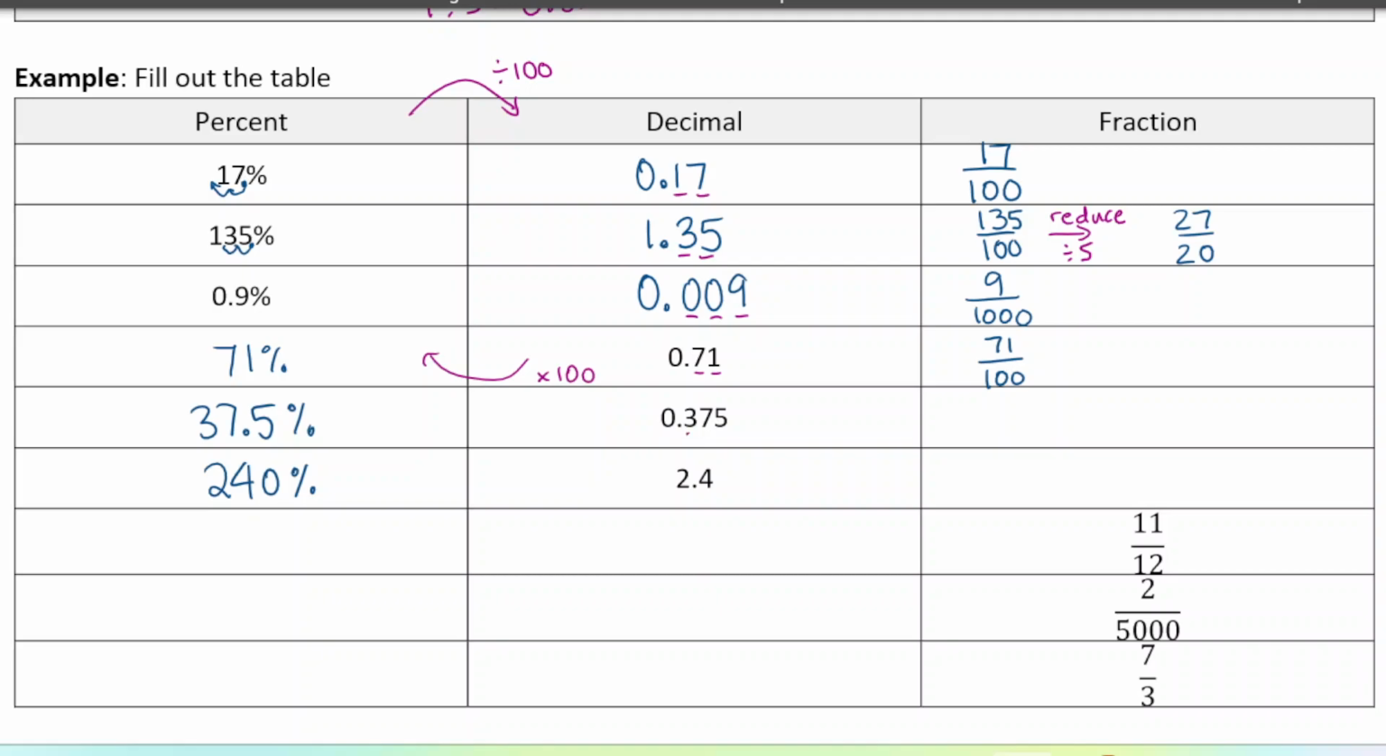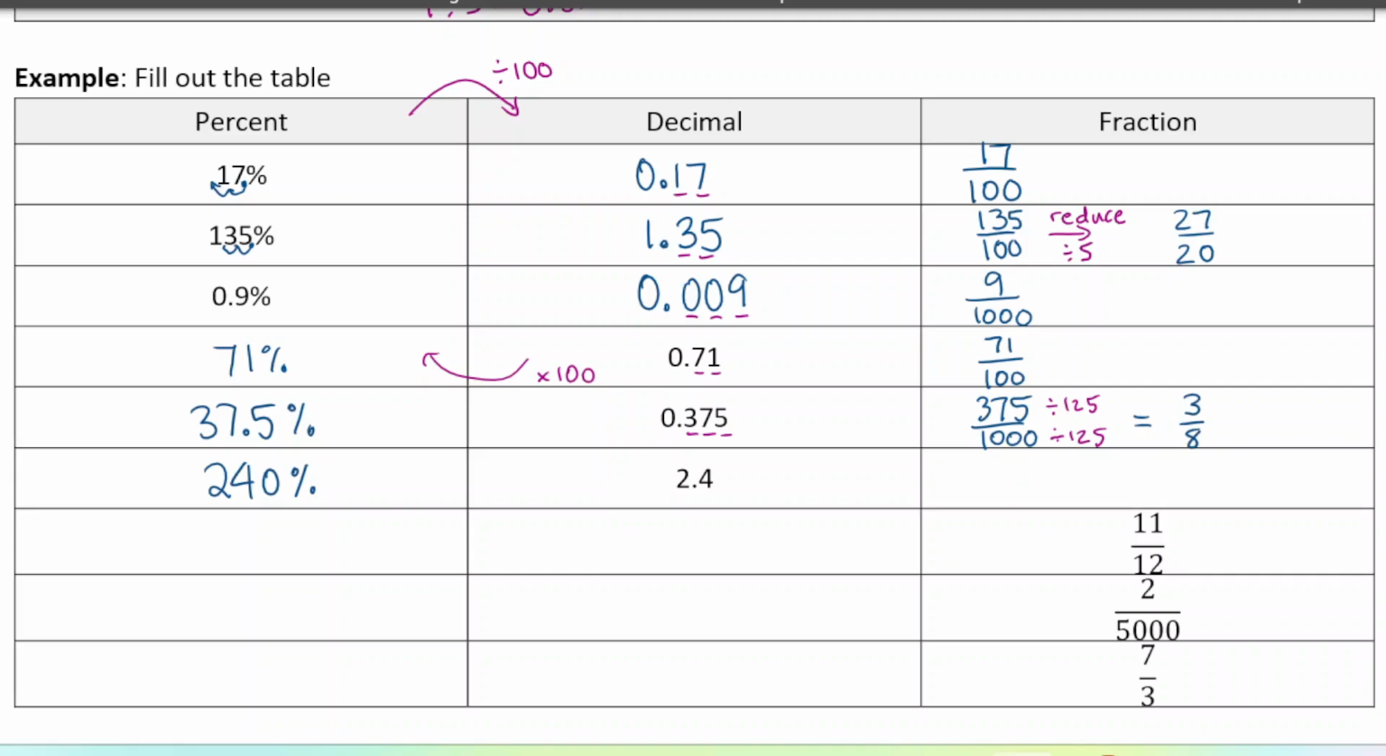Here I've got 3 spots after the decimal place, so I'm going to make it out of 1,000, and I have 375 thousandths. We can reduce this one. We can divide it by, I think, 125. You don't have to reduce it all at once. You could do it a couple times. If you divide by 5 3 times, you'll still get the same reduction, and you get 3 out of 8.